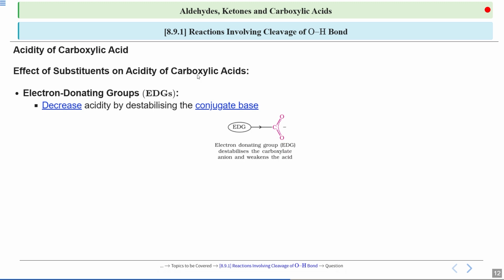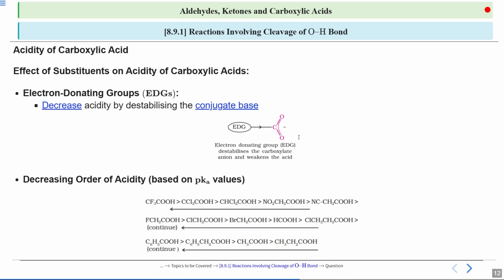So if electron donating groups are attached to a carboxylate anion, this weakens the acid. If it weakens the acid, then it does not readily donate its proton. That is, it decreases the acidity. So if we look at the decreasing order of acidity based on the pKa values, look at the image which is shown over here. See how the structures and the substituents affect their acidity.